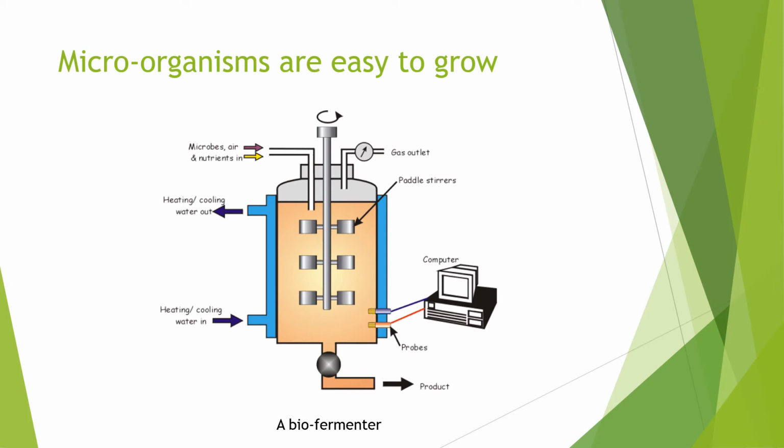Then top right, we have a gas outlet. Any gases that they produce, we need an outlet, because otherwise the pressure will increase inside the fermenter, and we don't want that. At the very top, we have a stirrer, or rather the top part of the stirrer, if that makes any sense. This is a long rod with paddles on it. It says paddle stirrers, and basically that thing rotates, and so it'll mix the content of the fermenter.